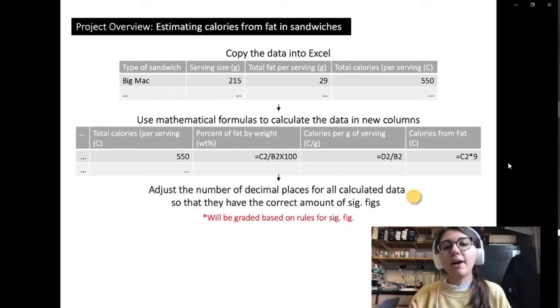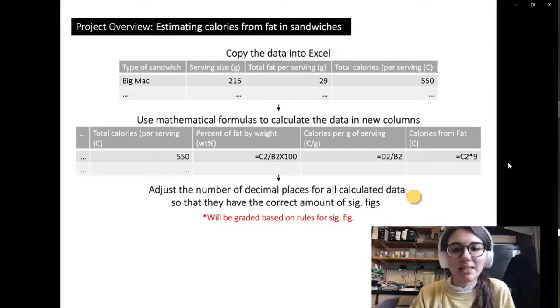Now, remember that you have to adjust the number of decimal places for all the calculated data. Again, we are thinking about sig figs. We always know that sig figs will come up multiple times, so you need to be sure that we get that ingrained into our systems now. So please be sure to remember sig figs.